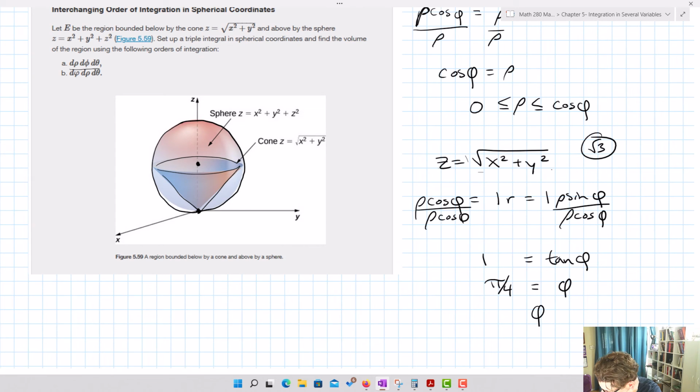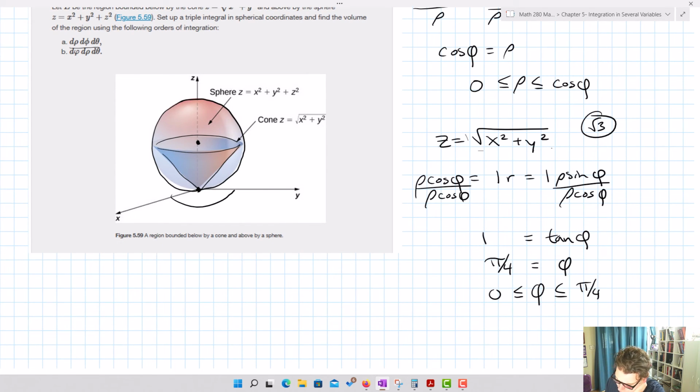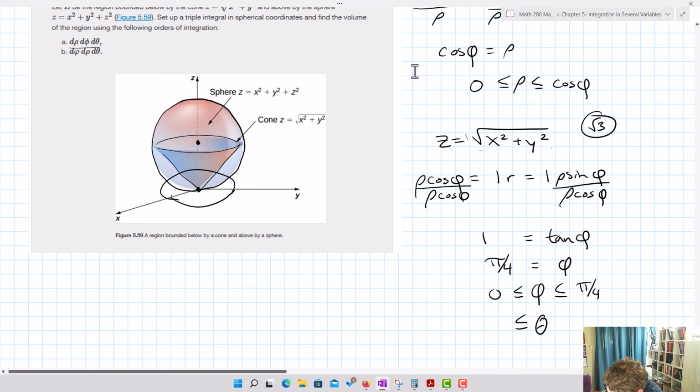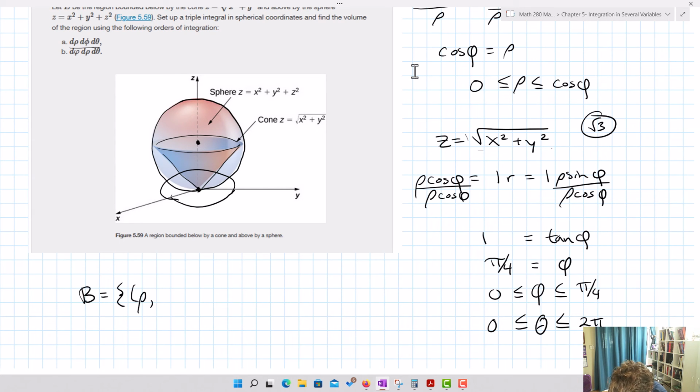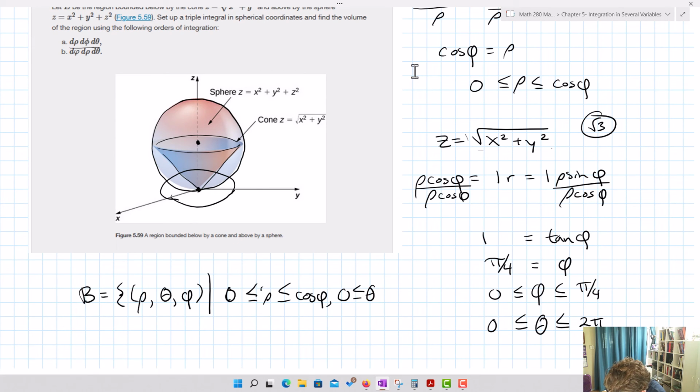Okay? So our phi is going to go from greater than or equal to 0 and less than or equal to pi over 4. And finally, our theta is just going to go from 0 to 2 pi because we're still going all the way around our figure. And so consequently, theta goes from greater than or equal to 0, less than or equal to 2 pi. So our box here is going to be B equals rho, theta, phi, where rho is between 0 and cosine phi, theta goes from 0 to 2 pi, and phi goes from 0 to pi over 4.